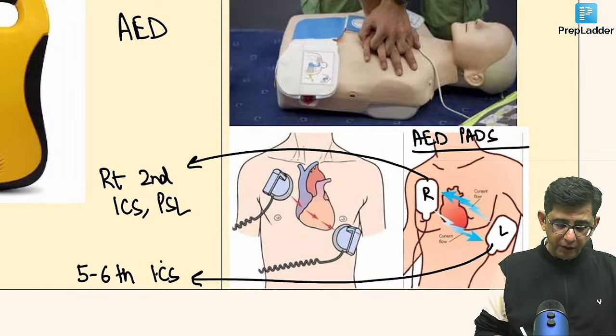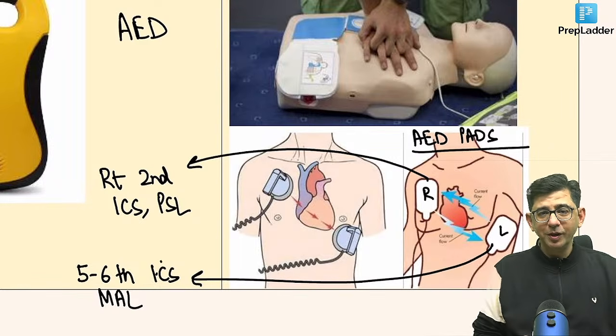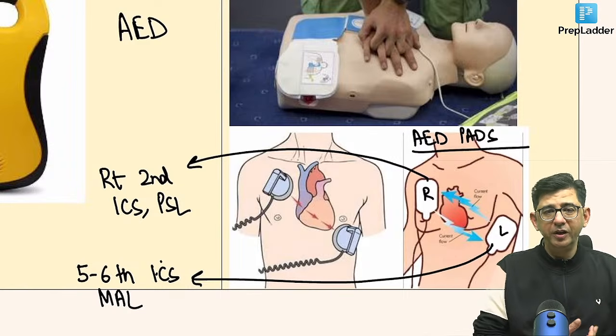Or axillary line. This would be, they may give anterior axillary, posterior axillary, or mid axillary. So it would be going in the mid axillary line, and the apex of the heart is about 2 centimeter medial to the mid clavicular line.